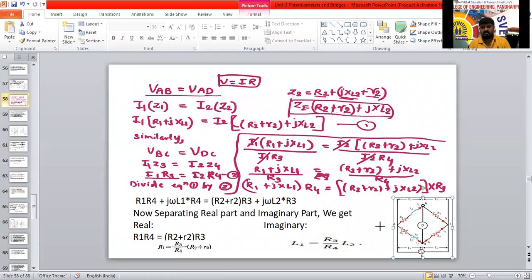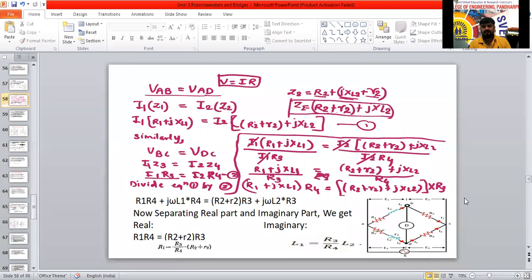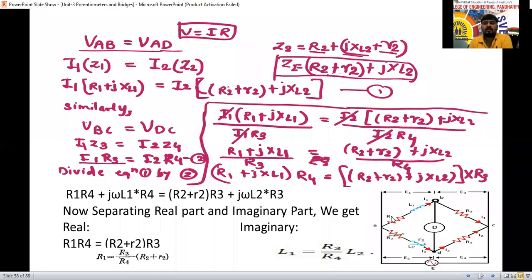Just for your understanding, I am taking this equation. Okay, see here, the diagram is there. This is A and B. If the voltage drop across A and B equals the voltage drop across A and D, then we can say the bridge is under balanced condition. So that is called VAB equals VAD. I have written this here now.